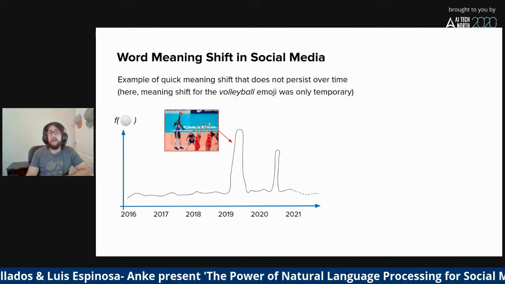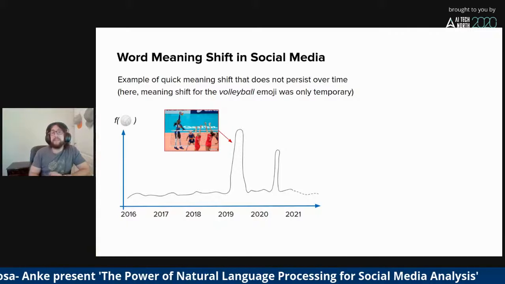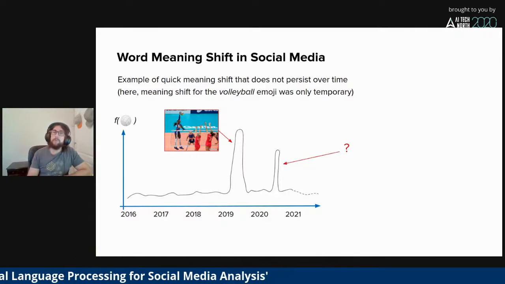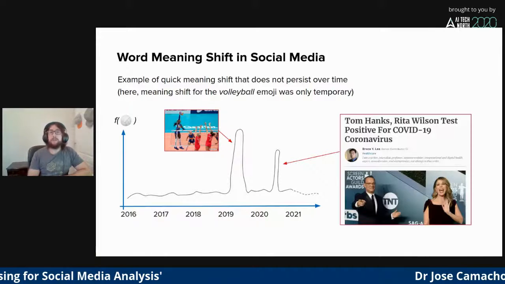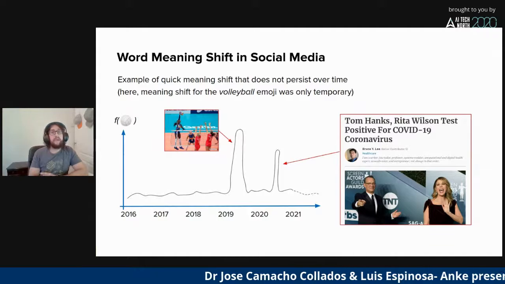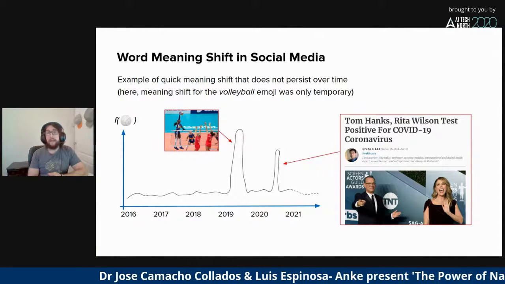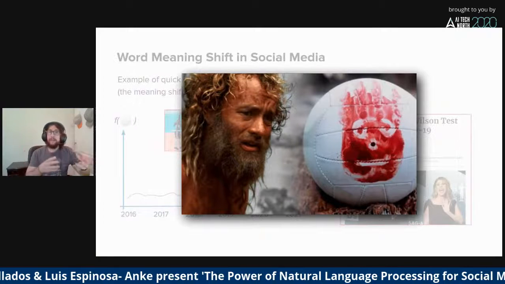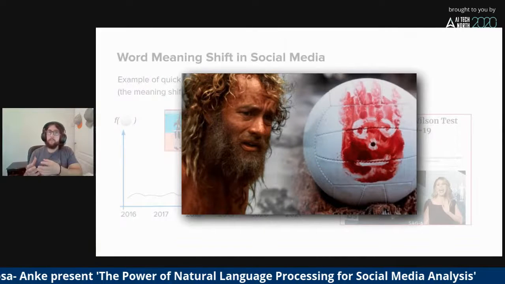But maybe there's a volleyball event, no? So that makes sense. But what happened here? There was no volleyball event, but there was a spike. So actually, you look at the news, and what happened was that Tom Hanks and his wife tested positive while being in Australia.